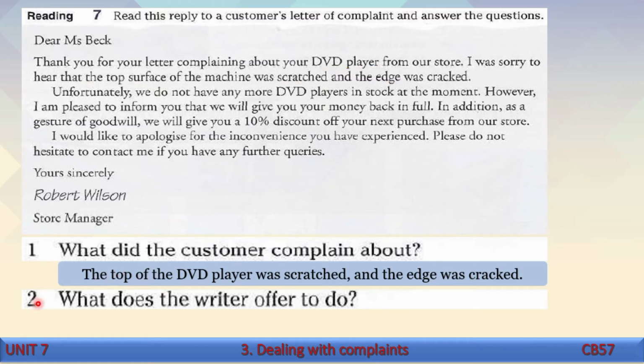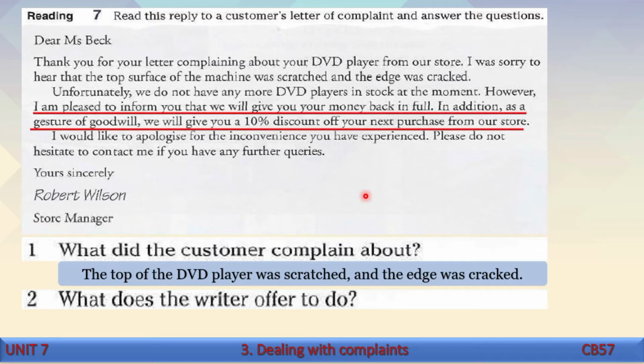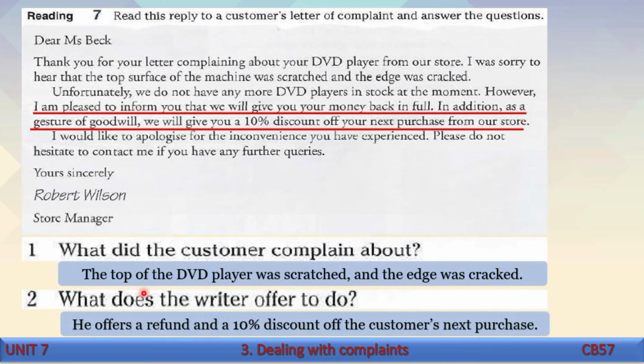Question number 2. What does the writer offer to do? Going back to the text, I am pleased to inform you that we will give you your money back in full. In addition, as a gesture of goodwill, we will give you a 10% discount off your next purchase from our store. So this means that he offers a refund and a 10% discount off the customer's next purchase.